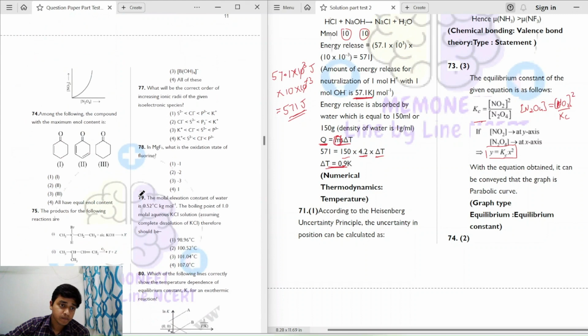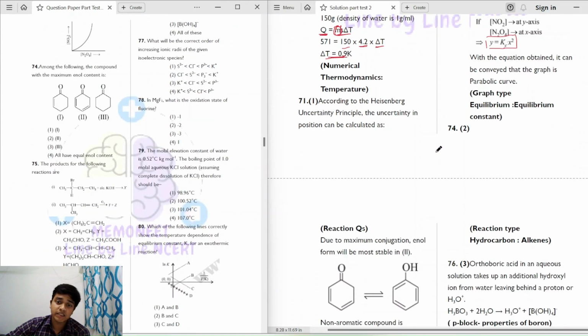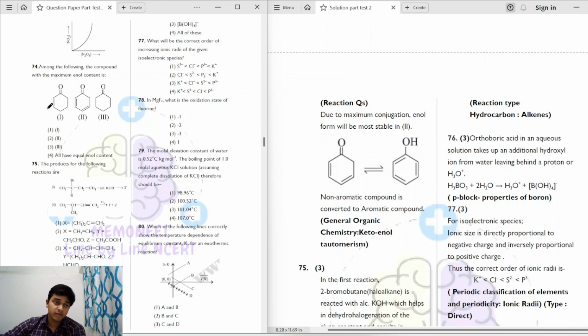The question says, among the following, the compound with the maximum enol content is. So we have been given 3 different compounds, and we have to find out which will have the maximum enol content. So maximum enol content will be in that case when we have the most stable enol form, right? So if I draw the enol form for the first one, what happens in keto-enol tautomerization is that the double bond is in conjugation with this alpha hydrogen. So the electron density shifts here while the hydrogen atom forms the bond with this oxygen. So it creates an enol. So for compound 1, the enol form will look like this, right?